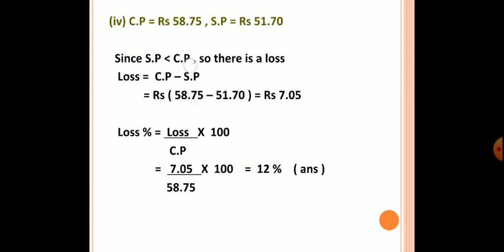Next, cost price is given as 58.75, selling price is rupees 51.70. Since the selling price is less than the cost price, there is a loss. So loss equals cost price minus selling price, that is rupees 58.75 minus 51.70, which is equal to rupees 7.05. So loss percent is equal to loss by CP into 100, that is 7.05 divided by CP 58.75 into 100, which is equal to 12%.